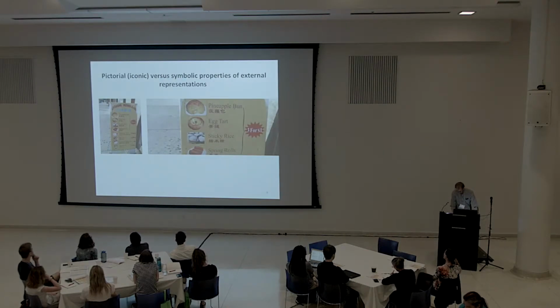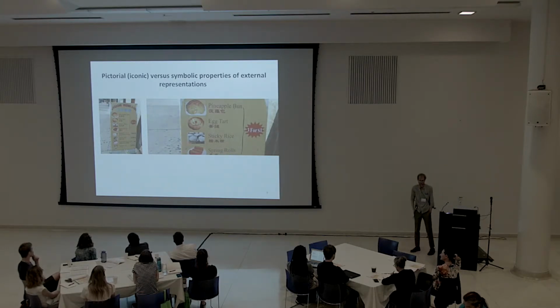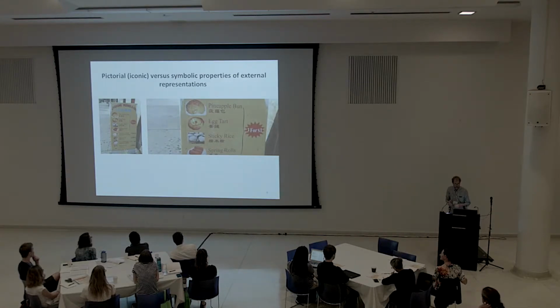Now I'm going to talk about some of the core theoretical ideas. On the picture there, you have just a snapshot of a food menu in Toronto's Chinatown. For each food menu item, you have a picture of the food that it represents, and then you have a written graphic beside it.